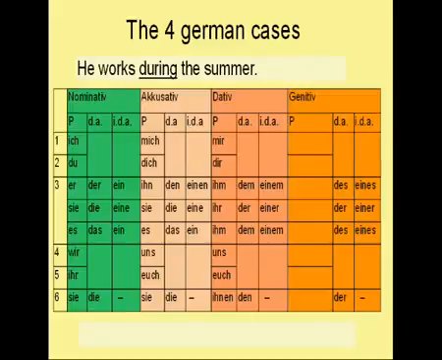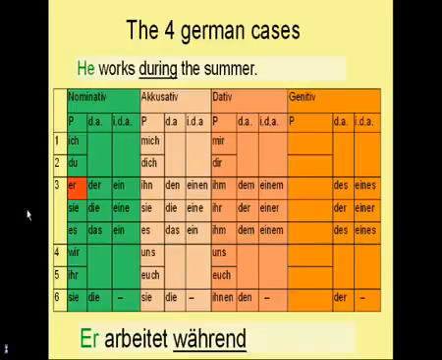He works during the summer. How would you translate this sentence? First of all, which part of the sentence is the subject? He is the subject. And he means er in German. Works means arbeiten in German. And the verb arbeiten is a regular verb and is conjugated according to the subject. Therefore the sentence starts with Er arbeitet während.